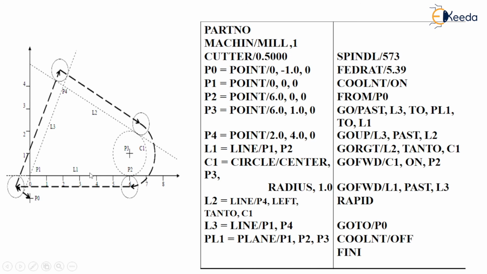Then go forward again, GOFWD slash L1, along the L1 line, comma, PAST, comma, L3, RAPID. So it will go rapidly up to L3, and GOTO slash P0, that is, up to P0 it will stop, and COOLNT slash OFF, and it will finish the program. Thank you so much. Hope you understand very well.